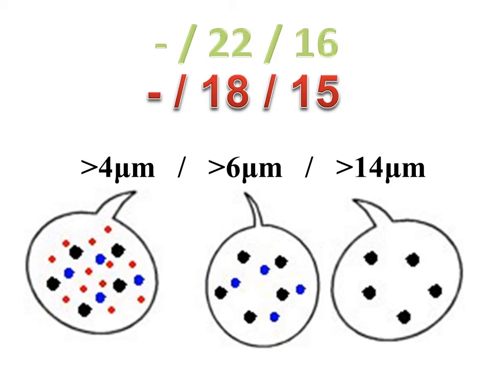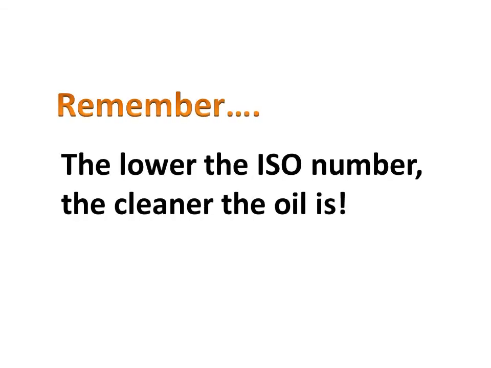For most oils, we aren't interested in the 4 micron and larger particle size, the one on the left, which is why you see a dash there. Remember, the lower the ISO number, the cleaner the oil is.